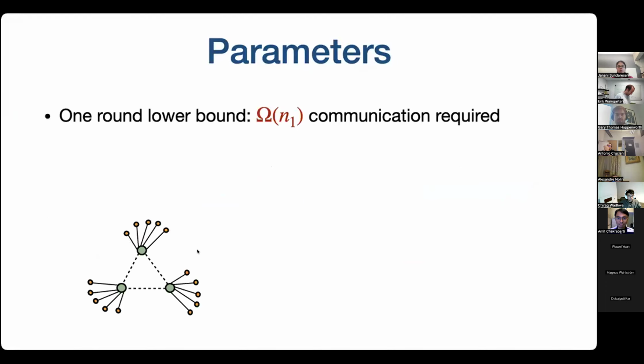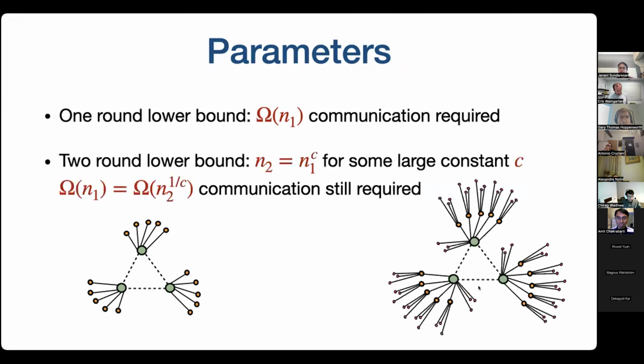Okay. So in terms of parameters, we started out with this one round lower bound. We're going to be able to prove that you need omega of n1 communication based on the number of vertices. And the number of vertices is blowing up by a polynomial factor. But the communication required is still going to be exactly the same as the one round lower bound. So omega of n1 is true. You still need that much.